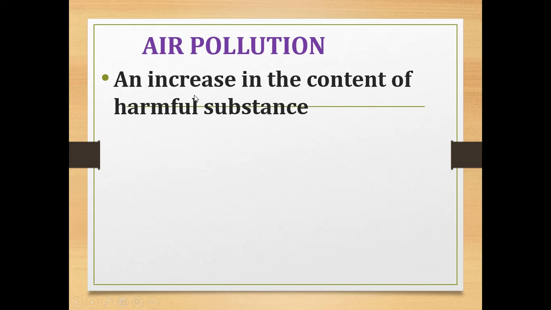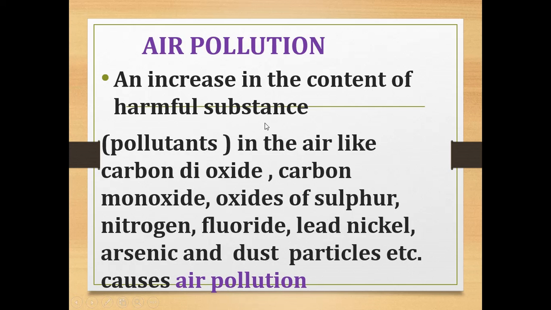So what is meant by air pollution? An increase in the content of harmful substances, that is pollutants, in the air, like carbon dioxide, carbon monoxide, oxides of sulfur, nitrogen, fluoride, lead, nickel, arsenic and dust particles, etc., causes air pollution. So in air, the content of some harmful substances such as carbon dioxide, carbon monoxide, oxides of sulfur, nitrogen, fluoride, lead, nickel, arsenic, dust particles gets increased, which causes air pollution. It will pollute the air.